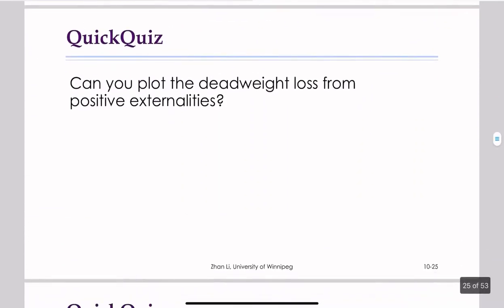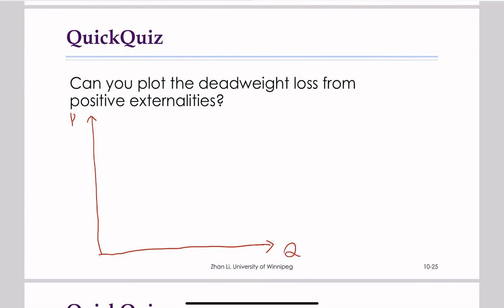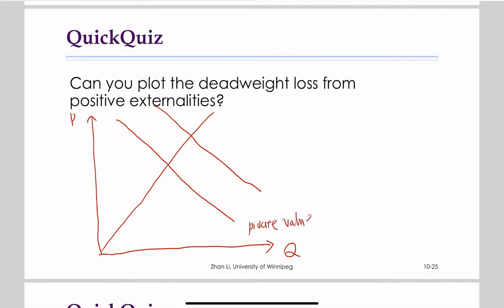Okay, now let's see this quick quiz here. Can you plot the deadweight loss from positive externalities? Okay, let's see how we could plot this. So first, let's mimic the lecture. So we would actually draw out two different curves, right? So let's say this is the private value, and this is the social value.